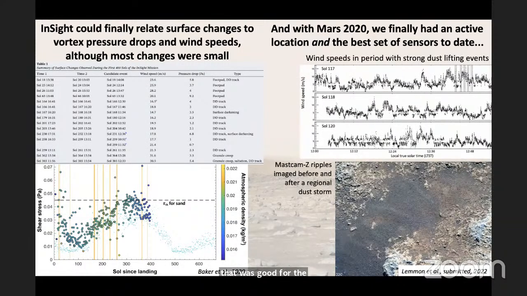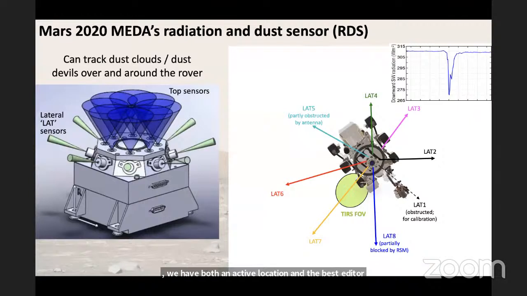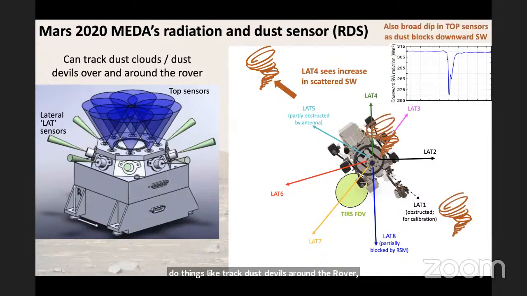And then with Mars 2020, we have both an active location and the best set of sensors to date. I just want to finish by talking about some of the novel dust measurements that we've been able to make with 2020. We have these photodiodes that look up from and around the rover, and that lets us do things like track dust levels around the rover, whether you can see an increase in the scattered shortwave, and also the decrease in downward shortwave as the dust level increases in the area.